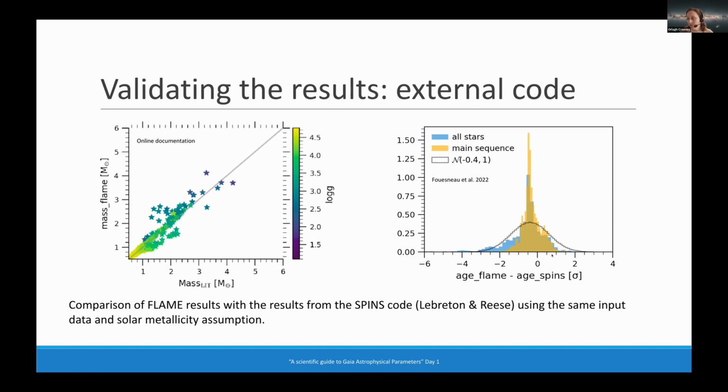And there I also show a comparison between the age of FLAME and the age of Spins as a function of sigma. Okay, this is in the second Apsis paper. We show for all stars, which is given by the blue here in the background. If we select just the main sequence stars, you can see that we get almost agreement in age. And if we try to do some kind of a fit just to give an estimate of the offset, we get an offset of -0.4 sigma.